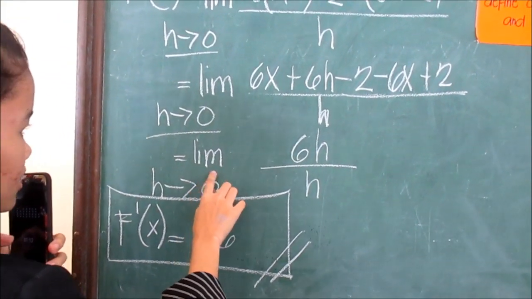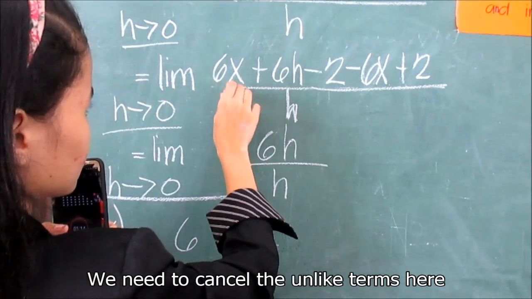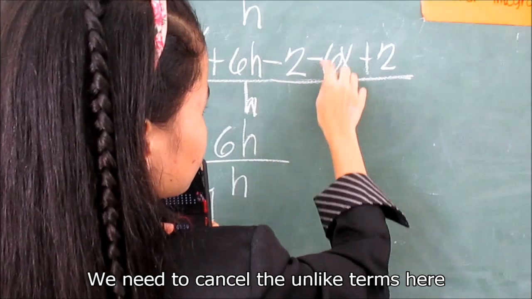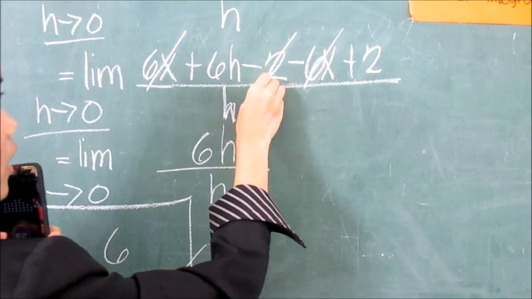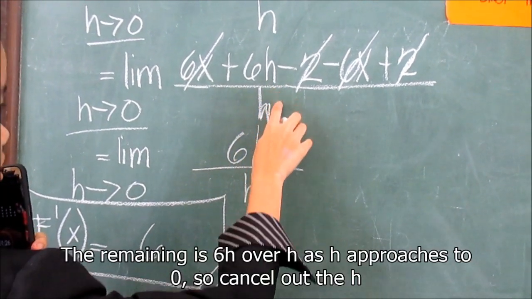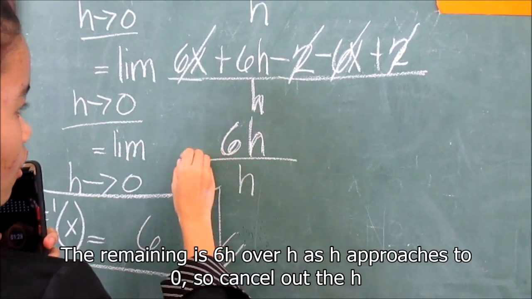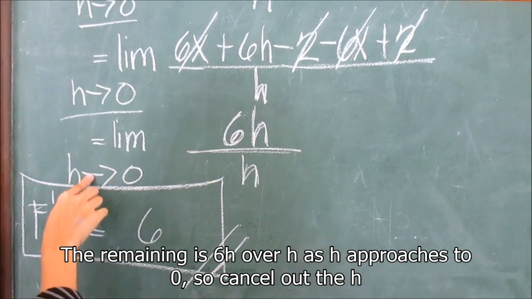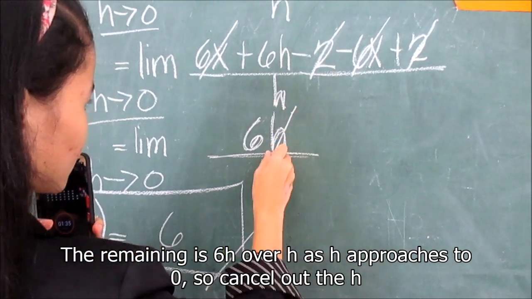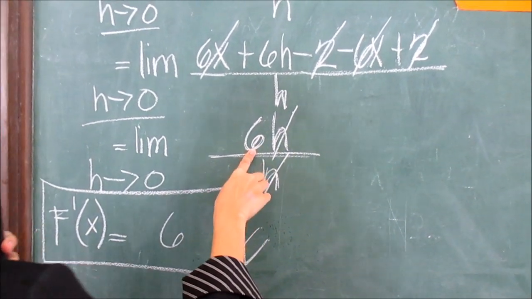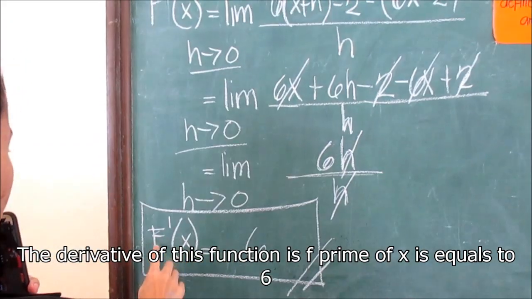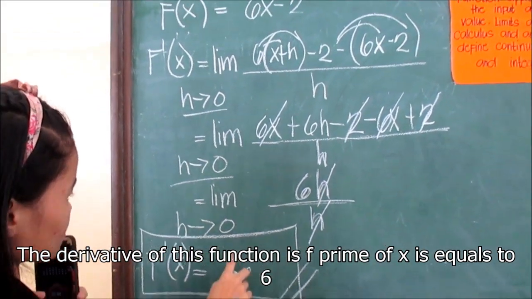Next is the limit. We need to cancel the unlike terms here, which are 6x and the negative 6x, and the negative 2 and the positive 2. So the remaining is 6h over h as h approaches 0. So cancel out the h in the numerator and denominator, and the remaining one is 6. So the derivative of this function is f prime of x equals 6.